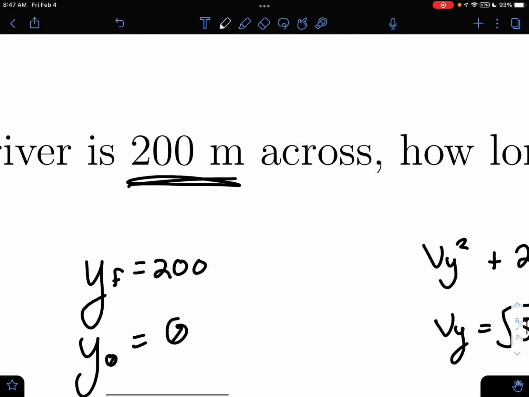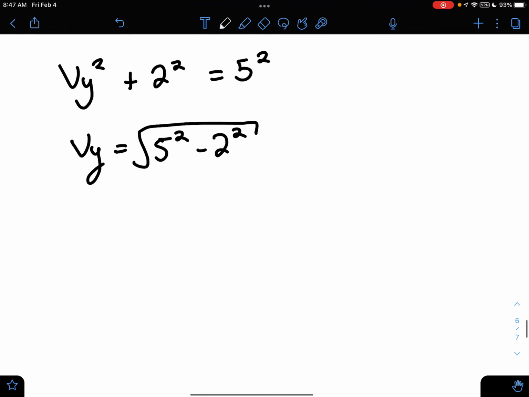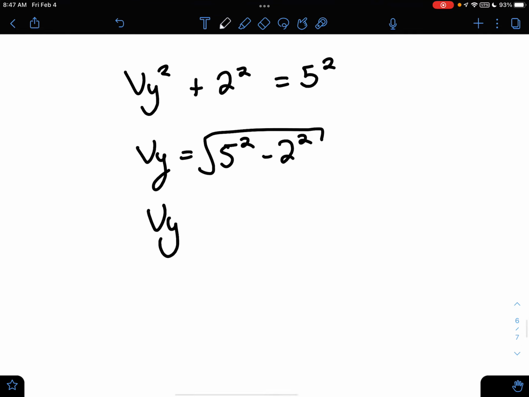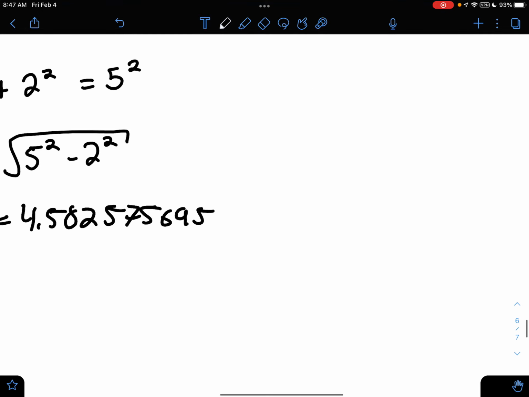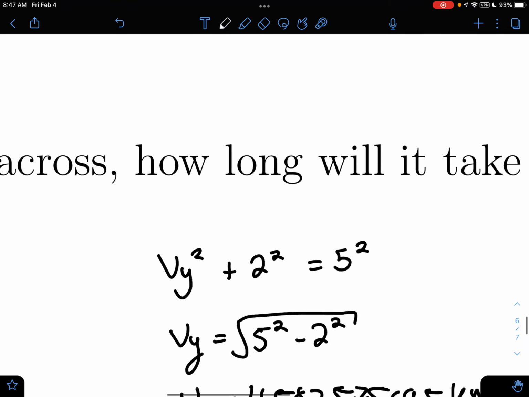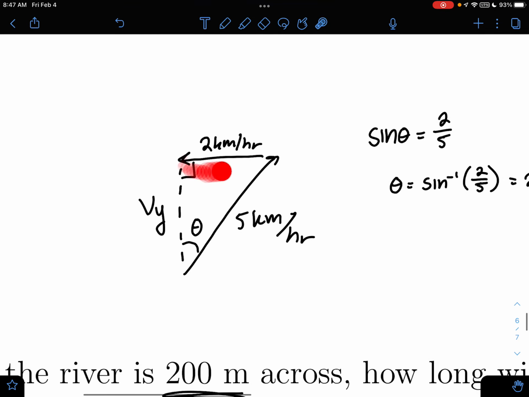And I'm just going to real quick convert this, right? Let's just get our Vy real quick. So that's going to be roughly 4.58257565. And again, units, kilometers per hour, right? Because that's what this was given in.